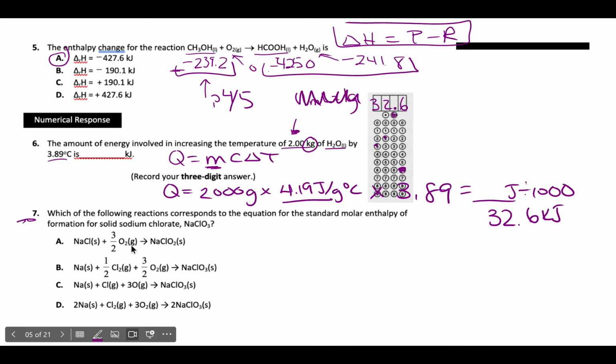Number 7, looking for the molar enthalpy for the standard enthalpy of formation for this compound here. If it's a formation reaction, you always form from your elements.